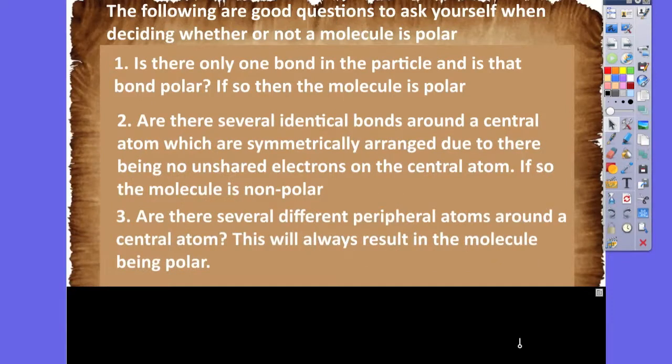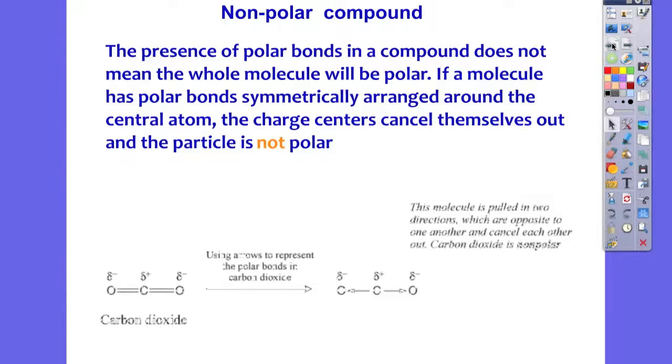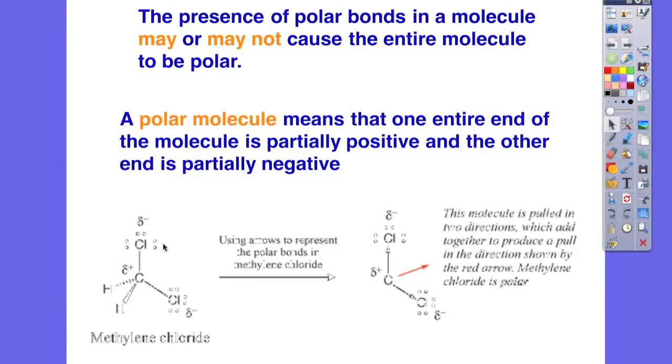Are there several different peripheral atoms around the central atom? If there are, then the molecule is going to be polar. If we look at this one, we have chlorine, hydrogen, hydrogen, chlorine. So these two are the same, but these are different. So this molecule is going to be polar, with one side being more negative, the other side being more positive.